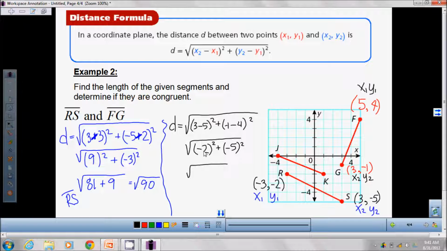Okay, now negative 2 squared is positive 4. Negative 5 squared is 25. 4 plus 25 is 29. So the distance from F to G is the square root of 29. And if we look, these two distances are not congruent. So we can say that the lengths of these segments are not congruent.